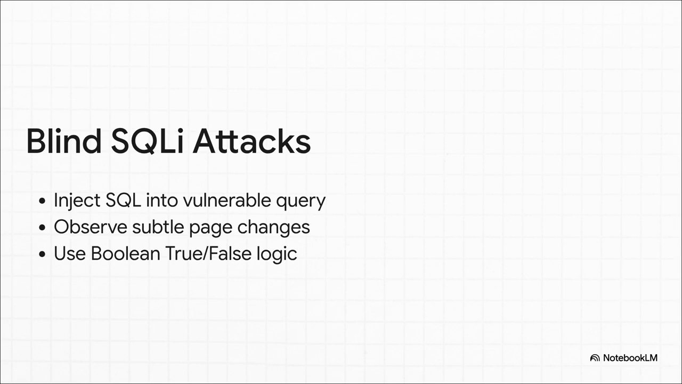Well, hackers use Boolean logic. It's like playing a game of 20 questions with the server. They inject a statement that asks the database a true or false question. If the statement is true, the page loads normally. If it's false, maybe the page drops a tiny bit of content, or maybe it returns 0 results. By asking hundreds of these true/false questions, an attacker can infer exactly what is hidden inside the database, character by character.